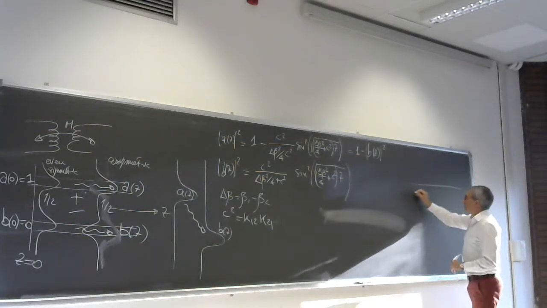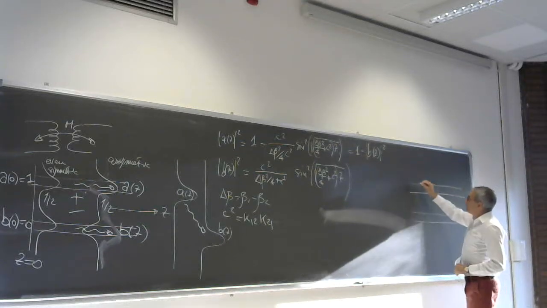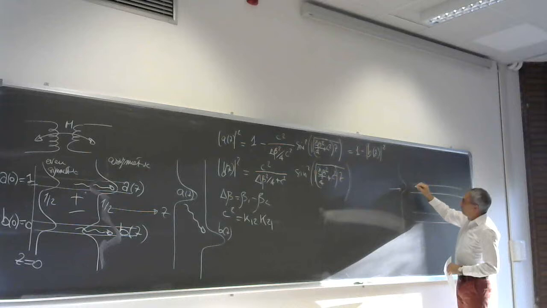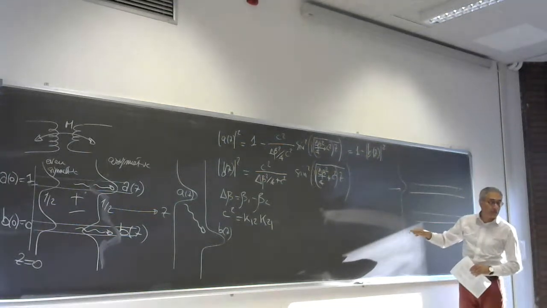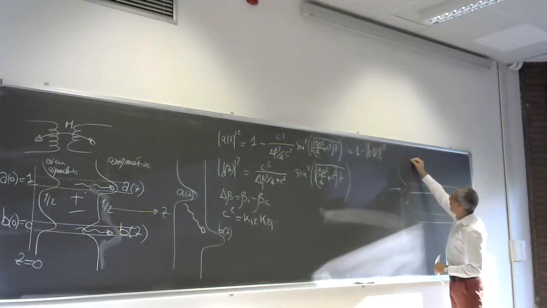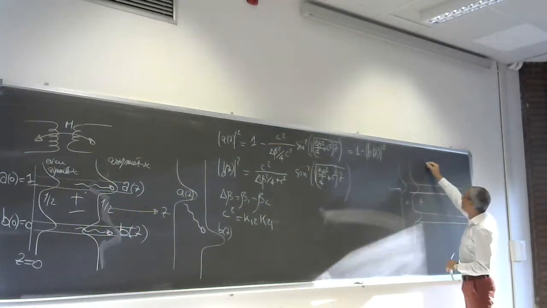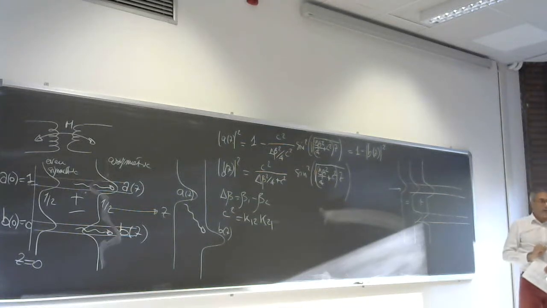I draw it again here. So if you enter from here with this mode, you can think of this shape of the field like the combination of these two modes, right? It's exactly the same. Correct?